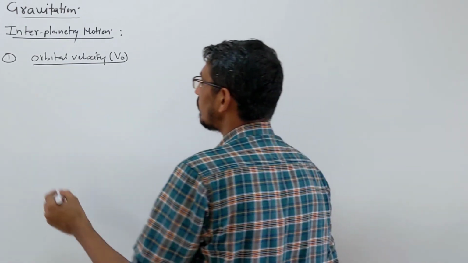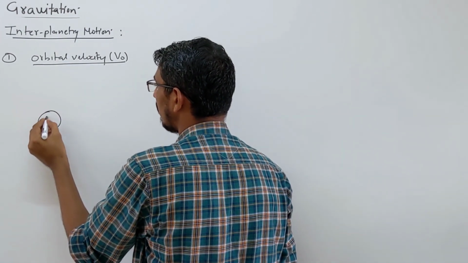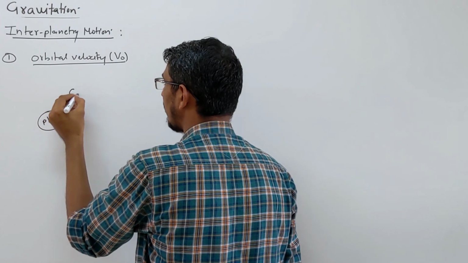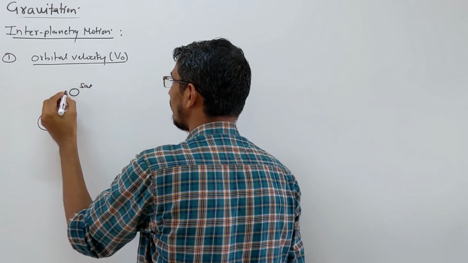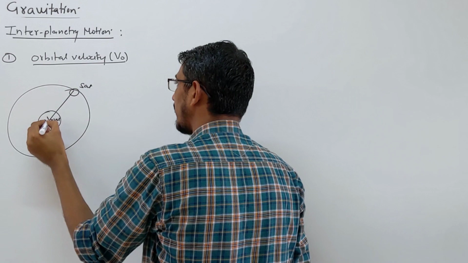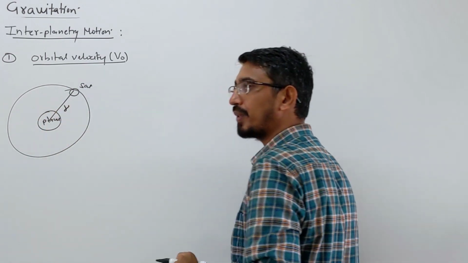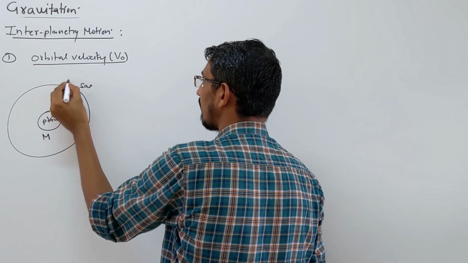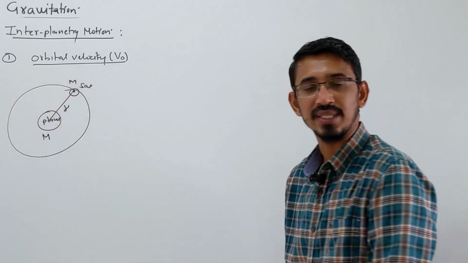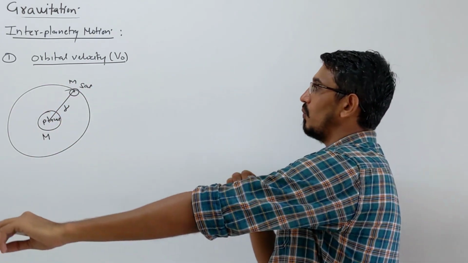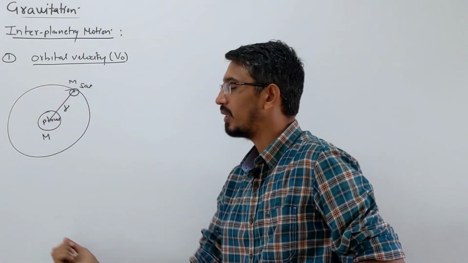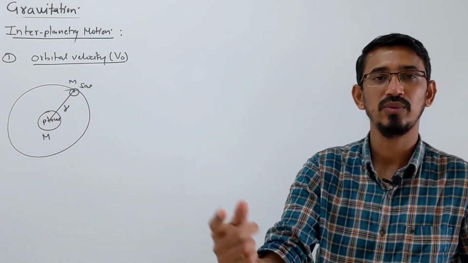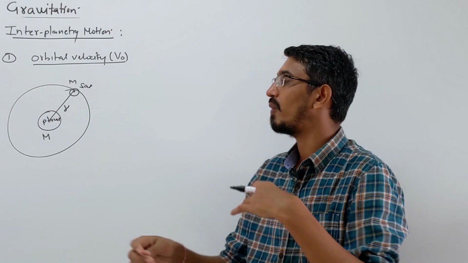Look here. Suppose this is some planet and some satellite is moving here. This is a satellite. Let us call the radius of this orbit r. The mass of the planet we call capital M, and the mass of the satellite we call small m. R is the distance.